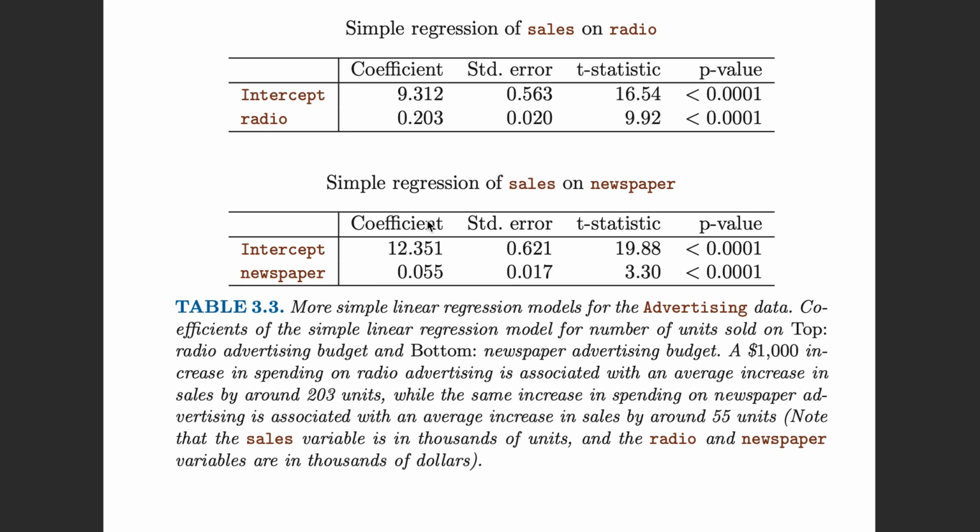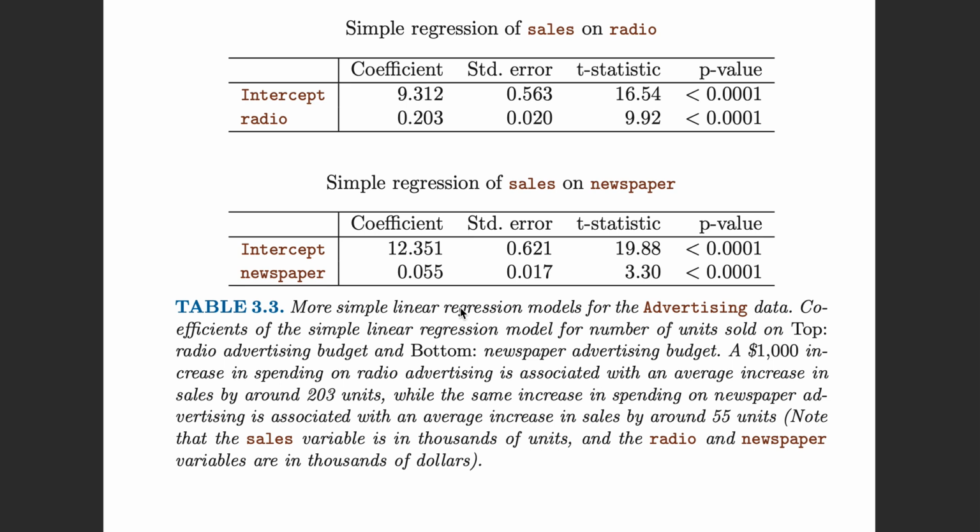Okay. So, simple regression of sales onto radio advertisement. We see that radio advertisement has a statistically significant positive effect on sales. We see newspaper advertisement also has a positive, significant effect on sales.